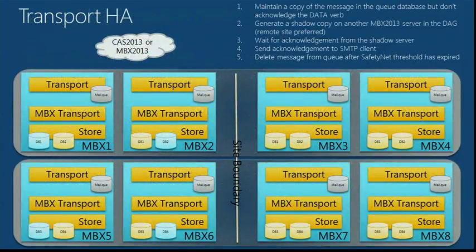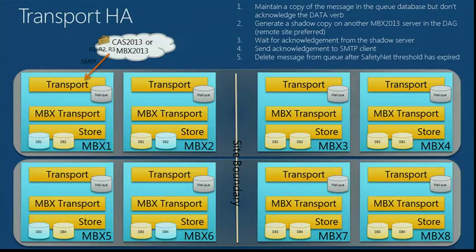All right, the last thing I want to go through is this somewhat complicated animation here, but it's going to basically walk you through how we do transport HA. I know this looks like a lot of stuff here, but basically what we have are 2 DAGs. MBX 1, 2, 3, and 4 are in one DAG. 5, 6, 7, and 8 are in the second DAG. And as you can see, both DAGs are extended across multiple Active Directory sites.